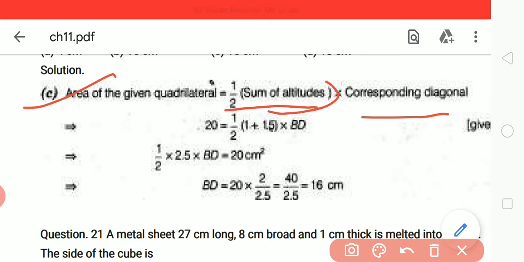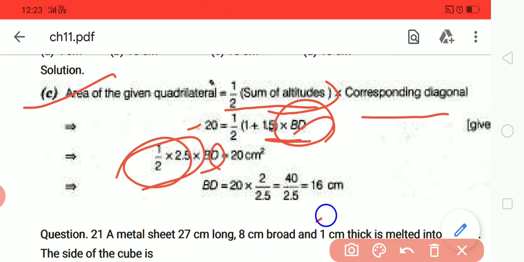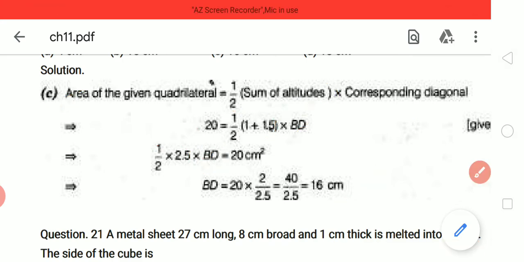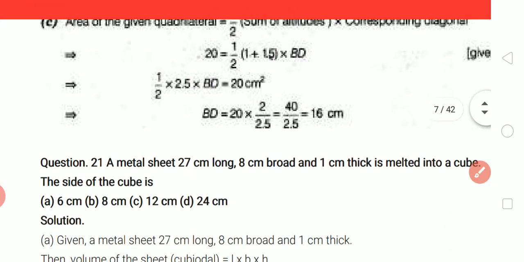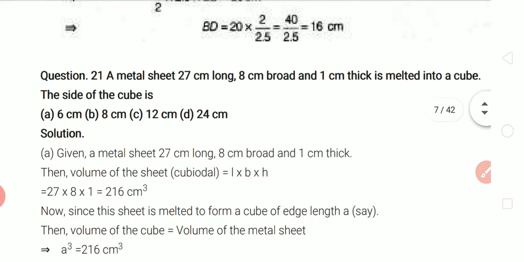So 20 is equal to 1 by 2 into the sum of the altitudes into BD. You can find BD from here by transposing this to the right hand side, and you will get 16 centimeter. So C is the right option. So come to question number 21.